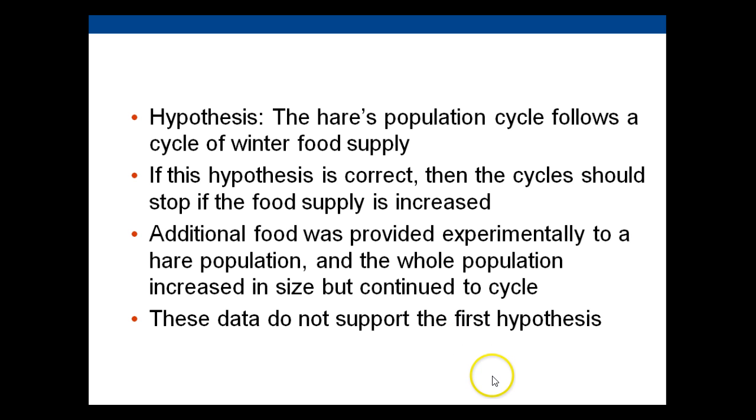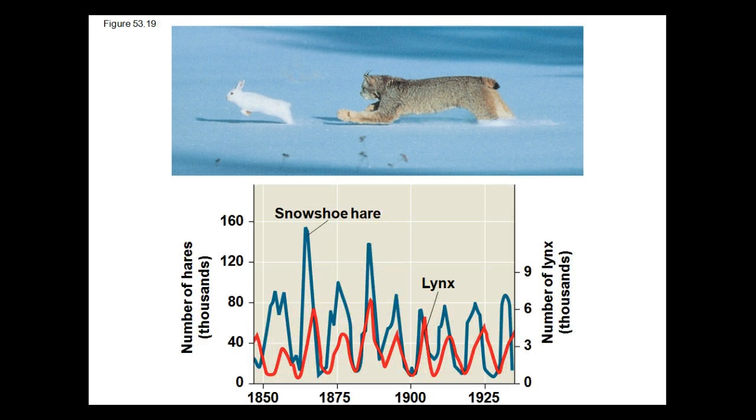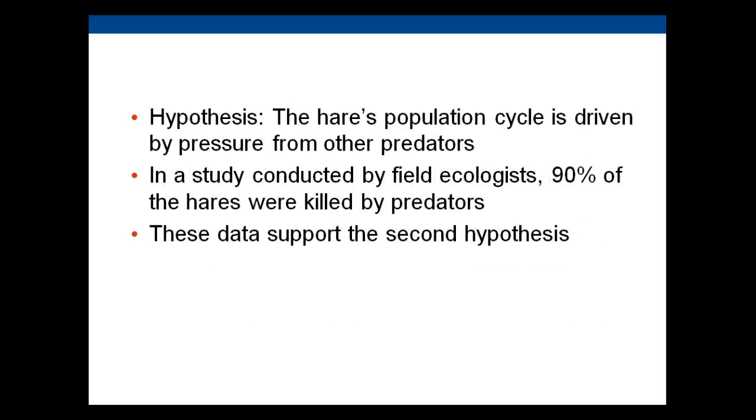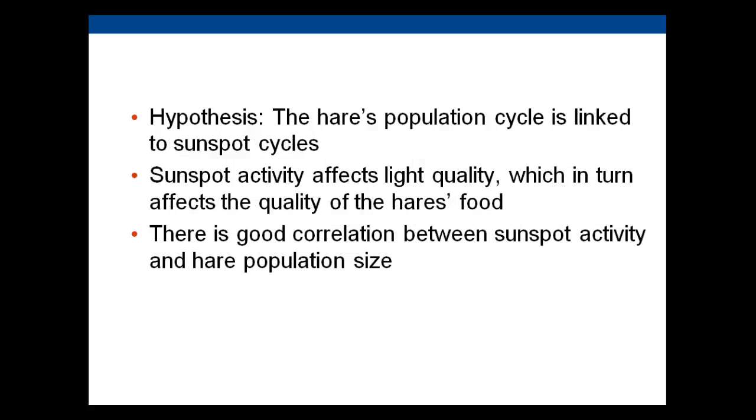If additional food, then your population should increase, but it continued to cycle. So it didn't support. So let's look at the number of snowshoe hares. And I mean, it kind of followed the same, except look at here. So this increased and this increased. I don't know, it kind of follows the predation pattern of the hare. The hare's population cycle is driven by pressure from other predators. So this data actually supported this hypothesis.